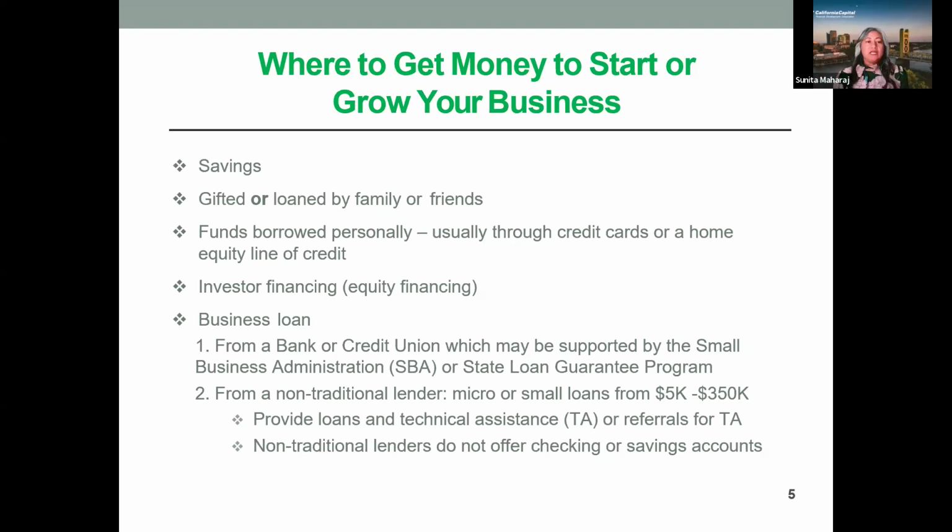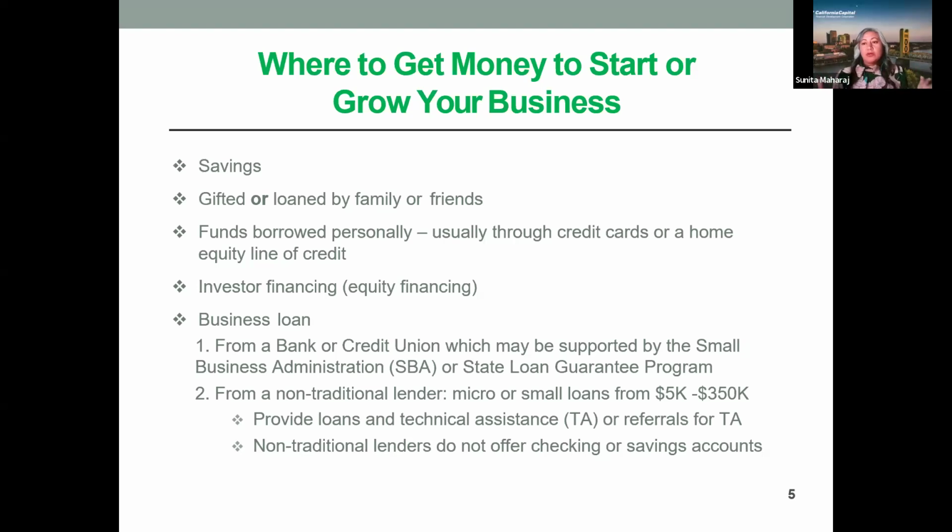So savings is first. Gifted or loaned by family or friends. Funds borrowed personally, usually through a credit card or home equity line of credit. Investor financing, meaning an equity partner is going to come in and help finance your needs. A business loan, so you can go to a regular bank or a credit union, who may also use the assistance of the SBA funds or the state loan guarantee program. Then there's lenders like us, non-traditional lenders, micro lenders that can fund between $5,000 and $350,000.